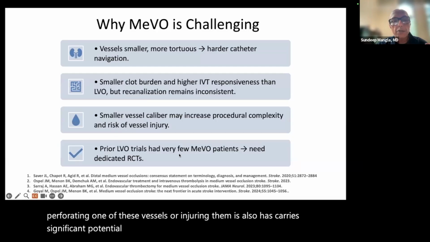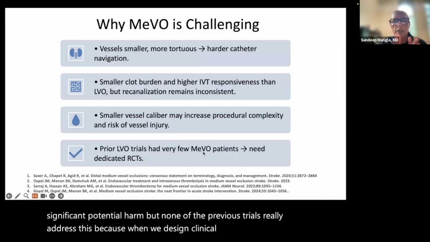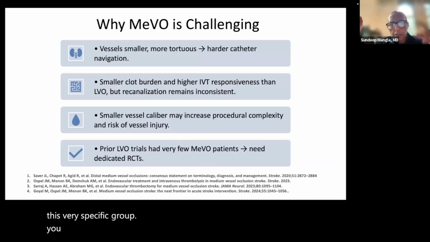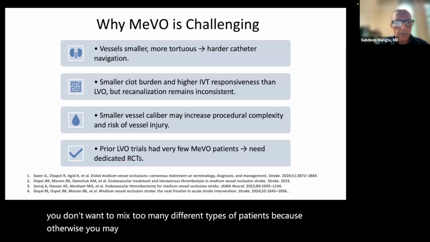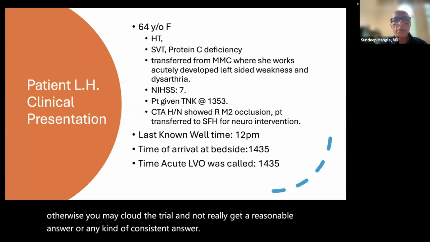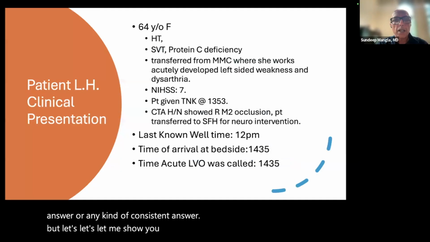But none of the previous trials really address this, because when we design clinical trials, you try to design it so you can ask a question that can apply to a very specific group. And you don't want to mix too many different types of patients, because otherwise you may cloud the trial and not really get a reasonable answer or any kind of consistent answer. But let me show you an example of a patient.